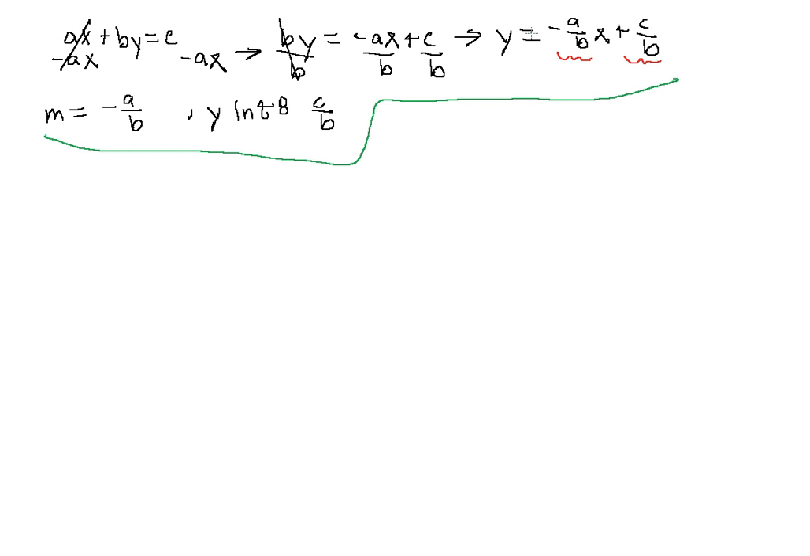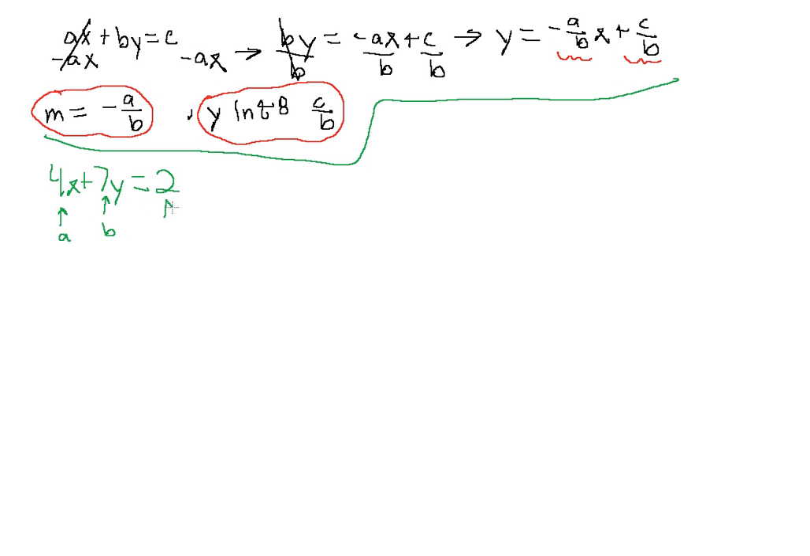Let's go ahead and do a few examples of that. Let's say we have the equation in standard form 4x plus 7y equals 2. Well, we saw up here that our slope is minus a over b and our y-intercept is c over b. So this is our a term, this is our b term, and this is our c term. So we can say that our slope m equals minus a, which is 4, divided by b, which is 7. So our slope is minus 4 over 7.